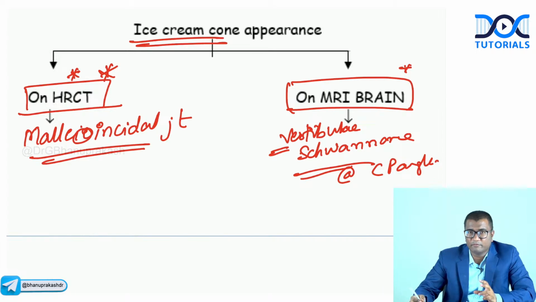So please be careful with what they asked in the exam, whether it was HRCT or whether it was MRI brain. Don't blindly write vestibular schwannoma or acoustic neuroma on the exam. Look carefully. If they say HRCT, it is the malleoincudal joint, the first two ossicles. And if they asked you MRI brain, obviously it is the vestibular schwannoma.